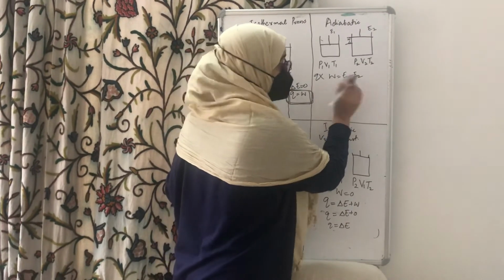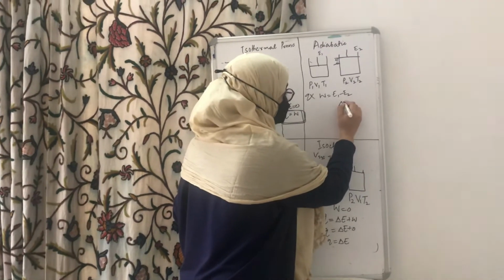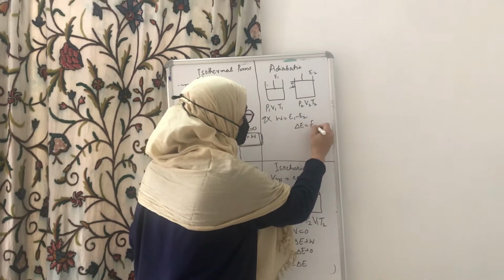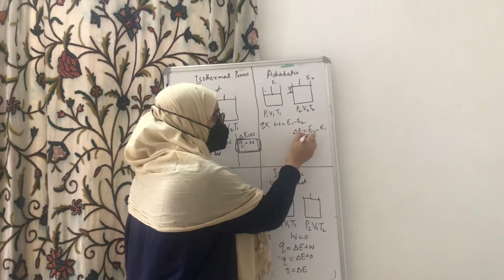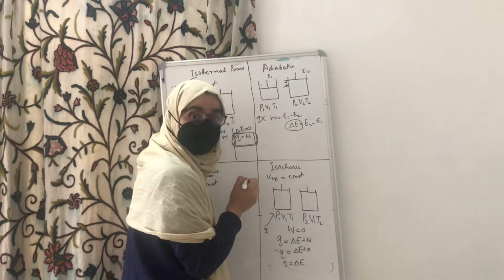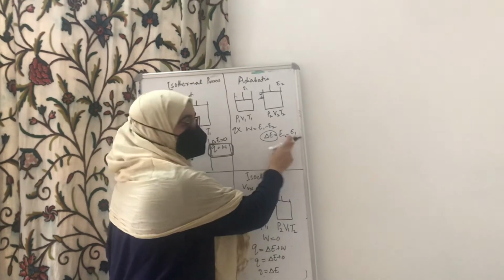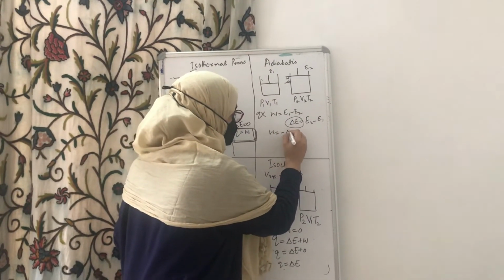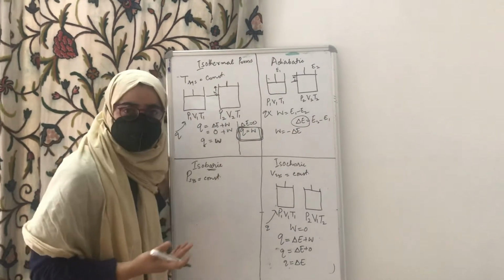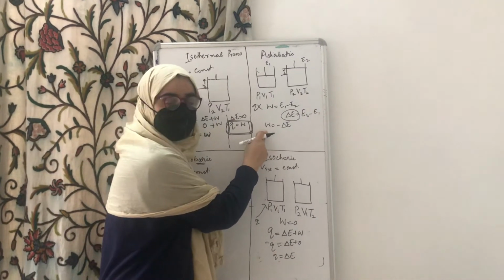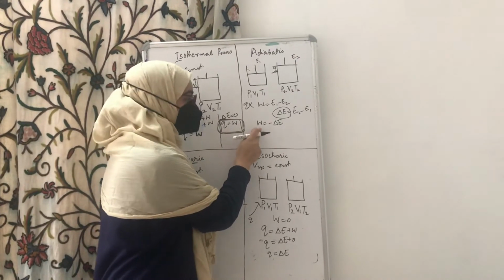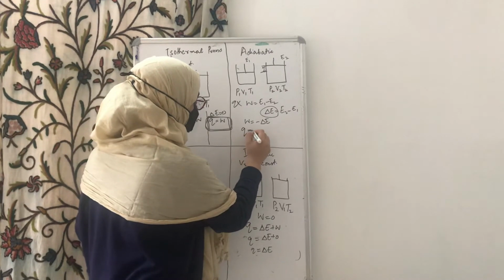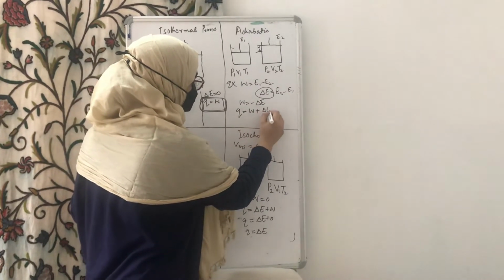But in thermodynamics, change in internal energy means increment in internal energy, which is E2 minus E1. Whenever in thermodynamics you see delta of something, it means final minus initial, so you don't have to get confused. So W here would be minus delta E. Here, what would Q be? Q is equal to W plus delta E, right?